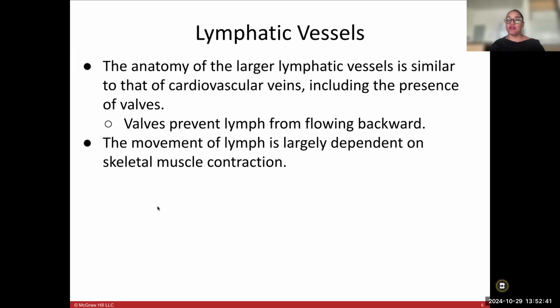The anatomy of larger lymphatic vessels is simpler than that of cardiovascular veins, including the presence of valves, similar to veins. Valves prevent lymph from flowing backward, just like it does in our blood vessels. The movement of lymph is largely dependent on skeletal muscle contraction. Every time we flex our muscles or move, it moves our lymph inside of us.